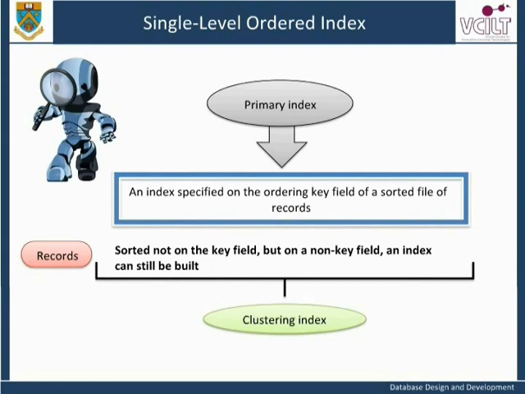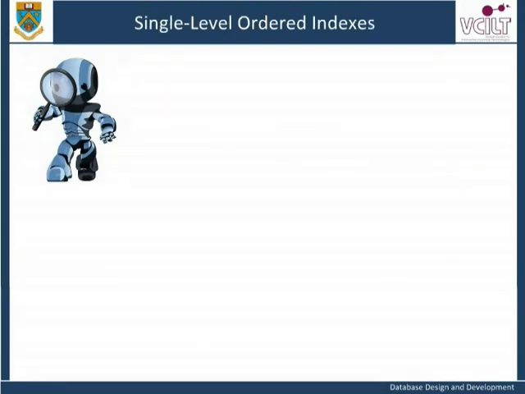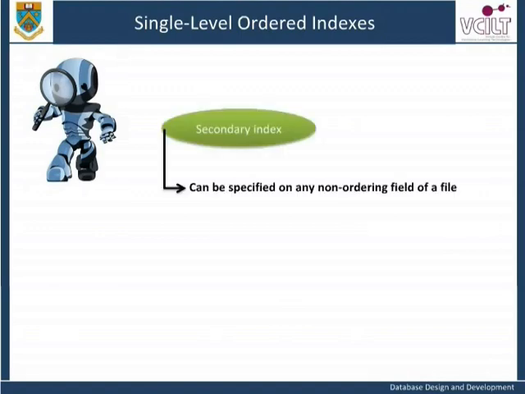It must be noted that a file can have at most one physical ordering field. Thus, it can have at most one primary index or one clustering index, but not both. A third type of index, called a secondary index, can be specified on any non-ordering field of a file.